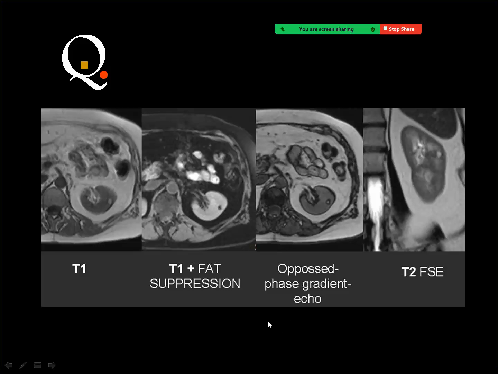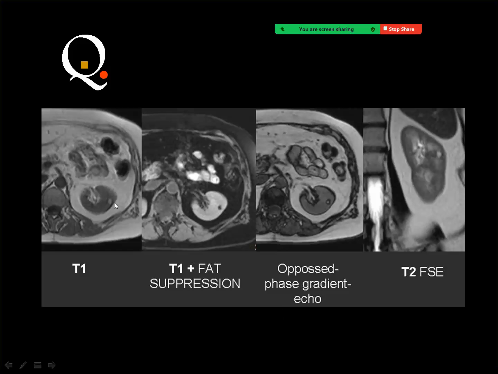And there are a lot of lesions containing fat in the kidney, but the most common by far is the angiomyolipoma. Lipoma of the kidney is very rare. Liposarcoma is also rare. Dermoid cyst of the kidney is rare. And xanthogranulomatous pyelonephritis has a very well-known characteristic appearance. But if you see a fat-containing lesion in the kidney, you should think first of an angiomyolipoma.